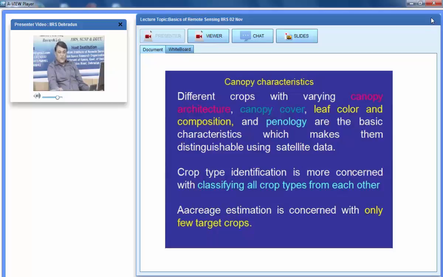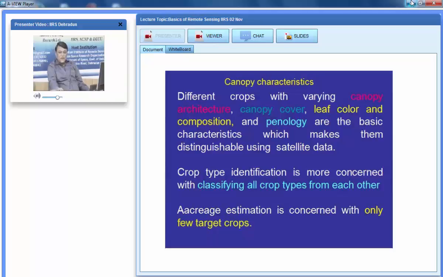And then also phenology, that is the timing of occurrence of events in the life cycle of the crop plant. Different crops grow at different times, so they have different growth patterns at the particular moment when satellite data is acquired. This different kind of growth and its stages at a particular time helps you to distinguish different crops.